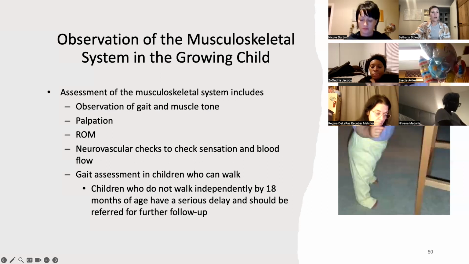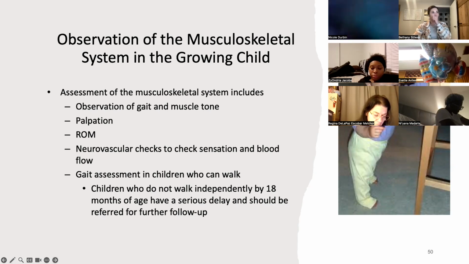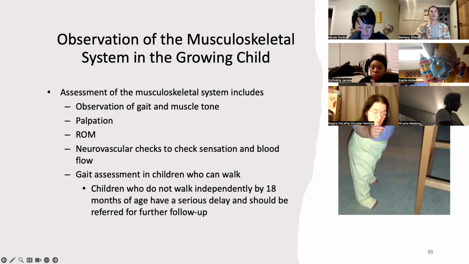When we're assessing our musculoskeletal system, we need to look at the gait and muscle tone, palpate our muscles, look at range of motion, and do those neurovascular checks to check for sensation and blood flow. Any child who can't walk independently by 18 months could indicate that they have a serious delay that needs followed up on.